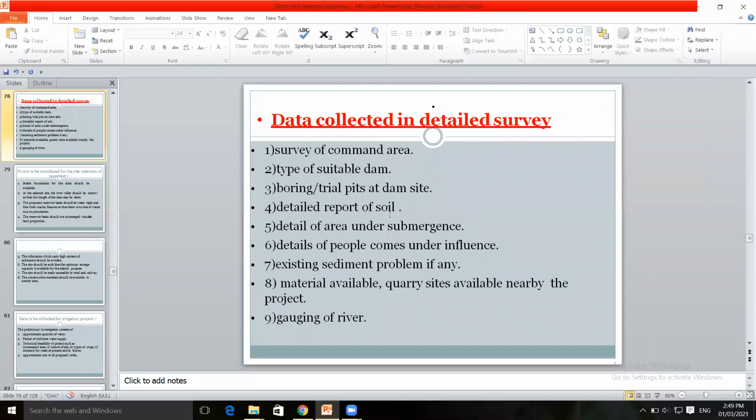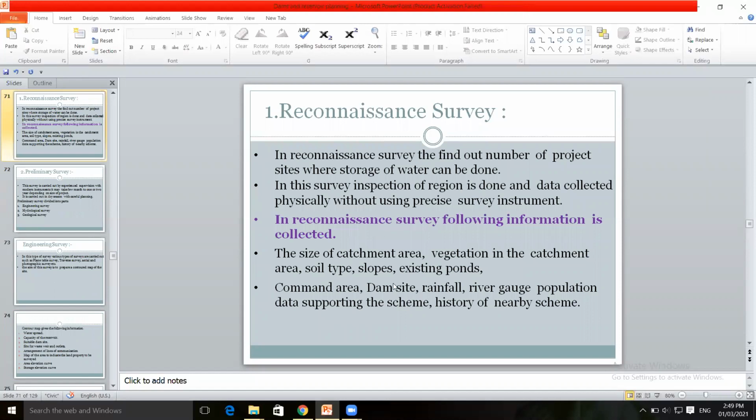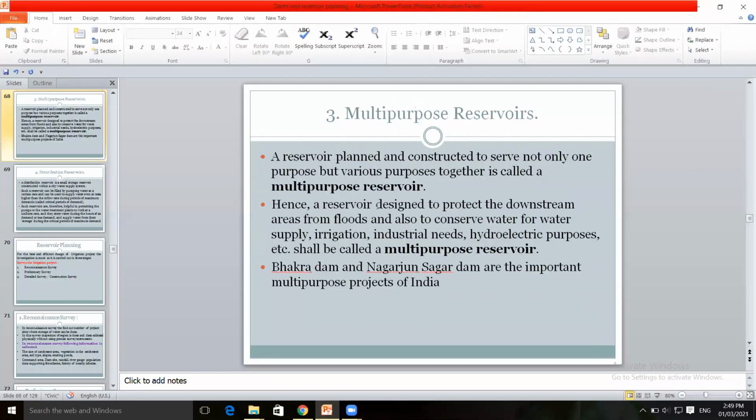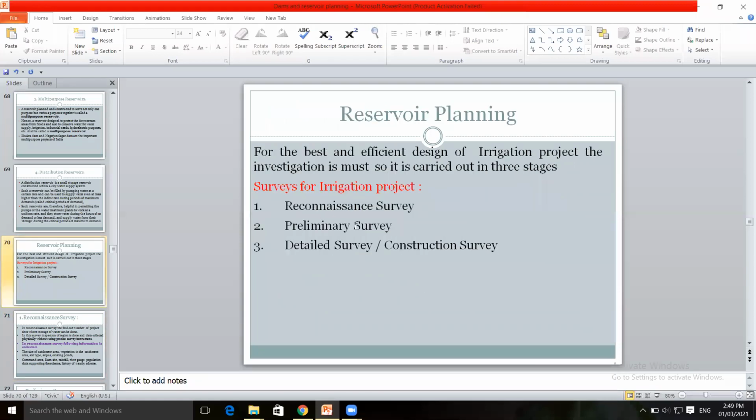So these are the various types of surveys that we have seen. Any difficulty in this? First is reconnaissance survey, preliminary survey, and detailed survey. These are the three stages of surveys which are carried out while planning a site for a reservoir.